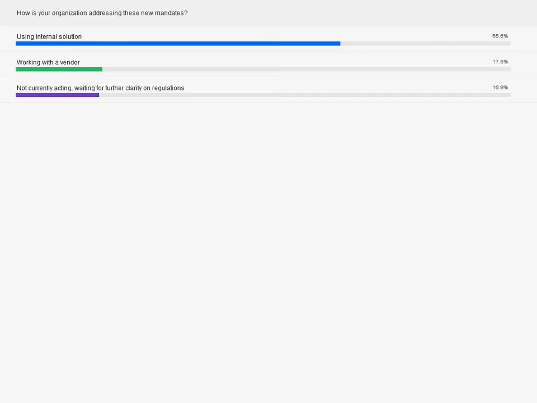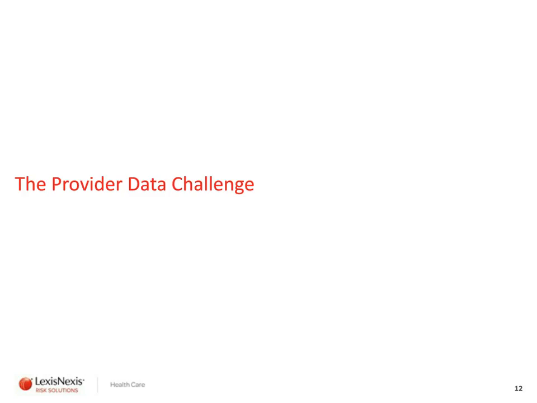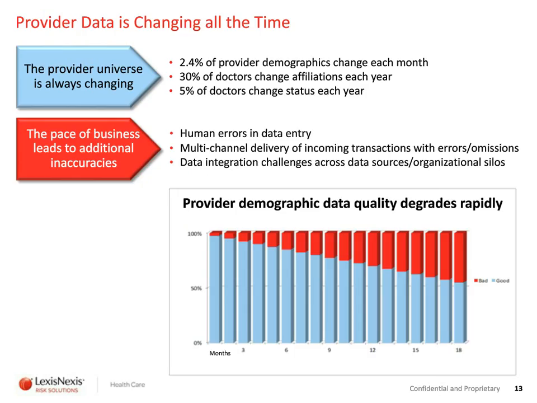Okay. Thank you. The next section, we're going to dive deeper into why this is such a challenge. So provider data is changing all the time. When we look across the universe of providers in the United States, about 2.4% of provider demographics change each month. 30% of doctors change their affiliation each year. And 5% of doctors retire, become deceased, get sanctioned, lose their license on an annual basis.